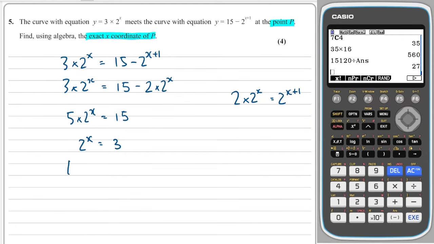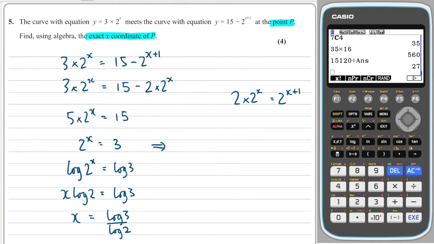Okay, now we can take logarithms. So I can say log of 2 to the x is equal to log of 3. I can bring the x down to the front, like that. And then I can divide through. So I get log 3 over log 2. Or, actually, more simply, coming to think about it, we could just say that x is equal to log base 2 of 3, because this is the same as saying that 2 to the x is equal to 3, which is exactly what we've got.